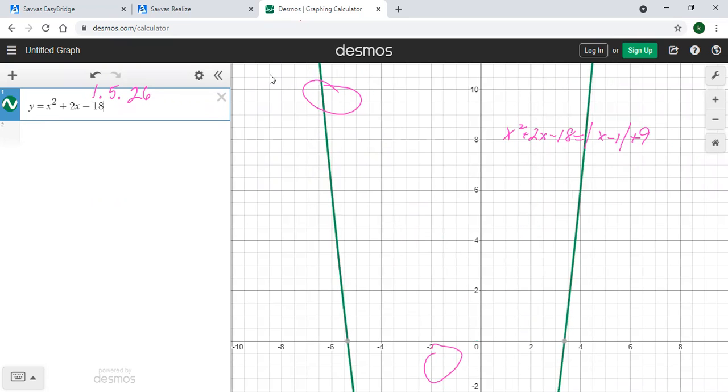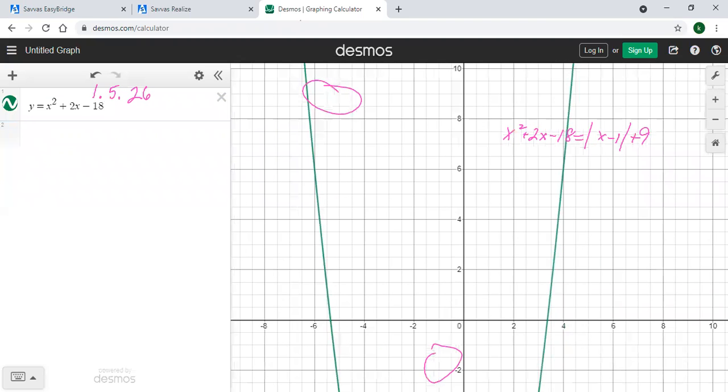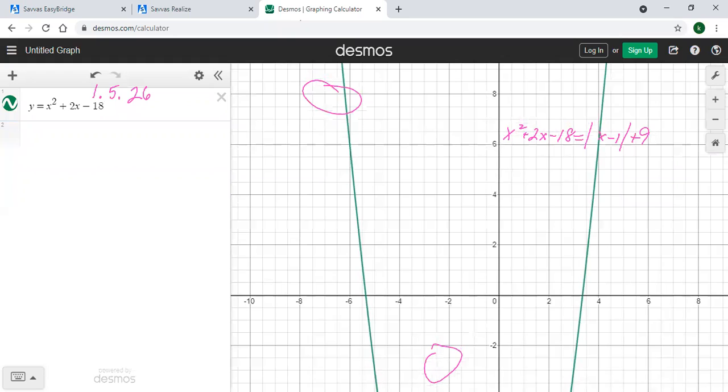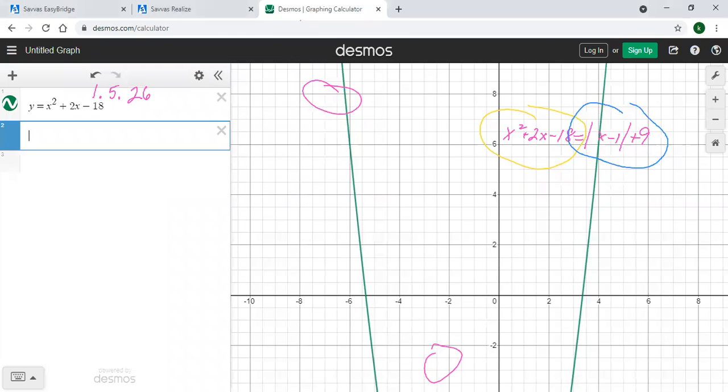Remember, there's no y in the problem. So we're just using this kind of a graph to help figure out the problem. So we've got our left side there. I just put that in my equation. Now I'm going to put the right side in a second equation. We're going to look for where they intersect. That's going to be that point where they intersect. The x value is going to be our solution. That's all there is to this. The computer did all the work. We just have to make sure we type right.